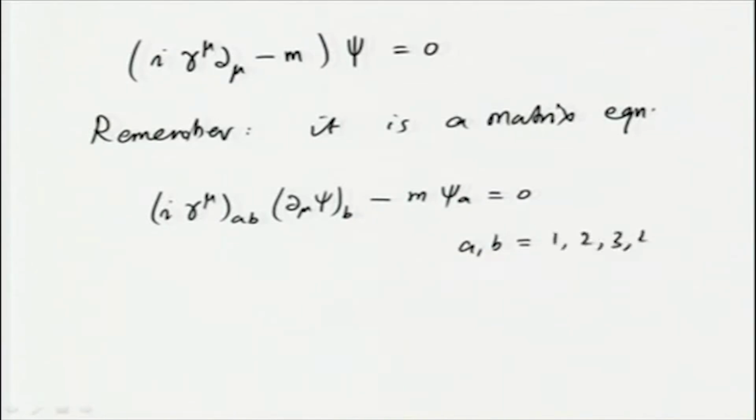1, 2, 3, 4. So, this a and b runs through the Dirac components, the components of gammas and components of psi. So, this has nothing to do with the Lorentz index mu or the components of vector in that sense. So, this is what we have here, and now let me look at the properties of alpha and beta written in terms of gamma now.